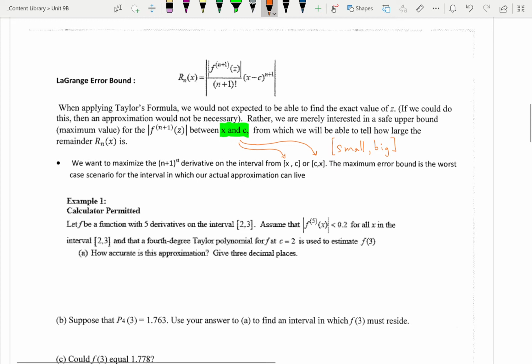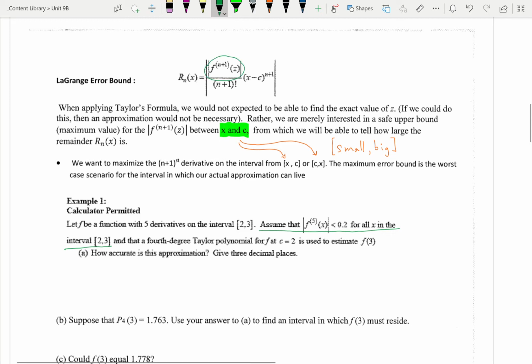So example 1, if we read the instructions here, the given information, they're really kind of handing this to us on a silver platter. Let f be a function with 5 derivatives on the interval 2 to 3. And here's the key right here, guys. We're given, or we can assume at least, that the fifth derivative of the function is less than 0.2 for every single x value between 2 and 3. That's a really convenient thing to know because, again, that's this part right here.